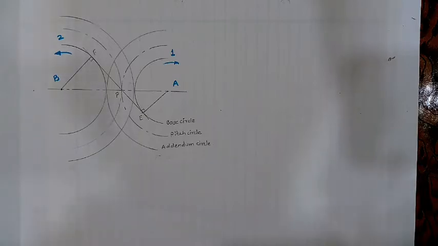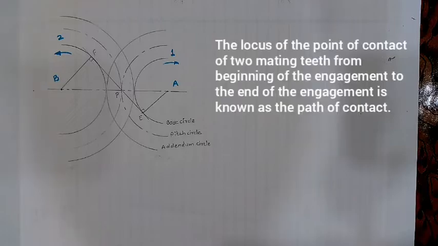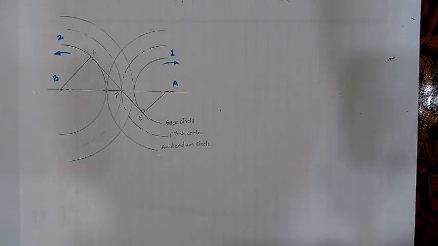Now we want to find out the path of contact. So for that we'll see what the path of contact is. The path of contact is the locus of the point of contact of the mating teeth from the beginning of the engagement to the end of the engagement. Now the question arises, from where exactly the contact between two teeth starts and where exactly the contact between that particular pair will break.